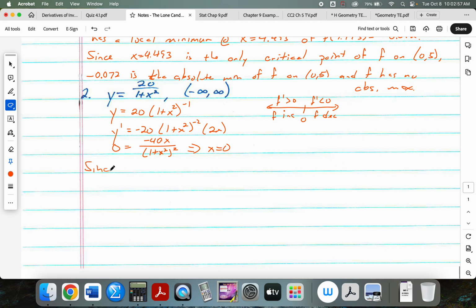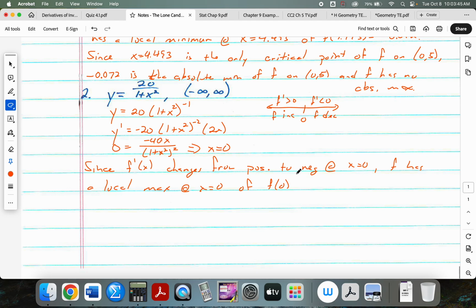So, since f prime of x changes from positive to negative at x is equal to 0, f has a local maximum at x is equal to 0 of f of 0. Oh, there was no f in this, was there?